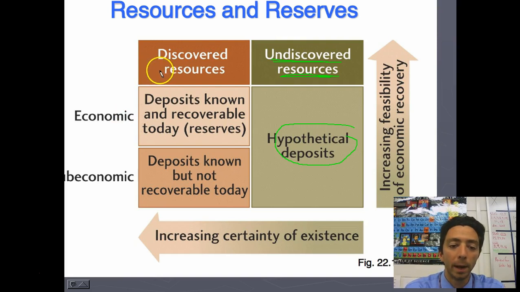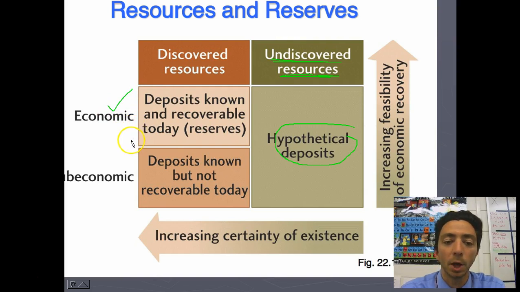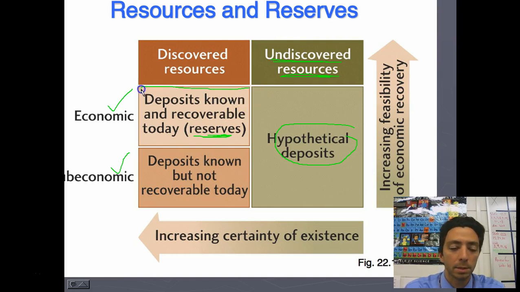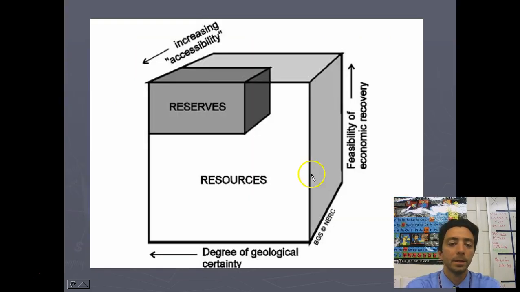The ones we do know about fall under two categories. The ones that make sense financially to go after, that's our reserves. And we also have the ones that do not make sense, right? We know it's there, but we can't get to it today. And so notice this reserves box is the smallest portion of this. The smallest amount of the materials out there are reserves. We're hoping that there's a lot more of these undiscovered ones out there, but the chances are there also may not be, and because they're not discovered yet, we don't really know about that.